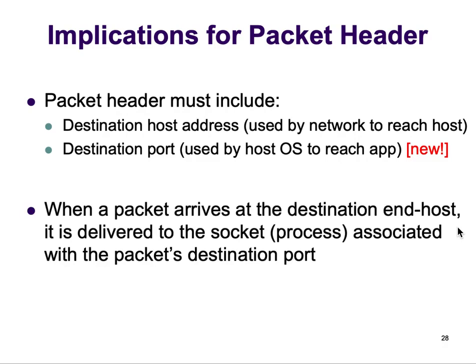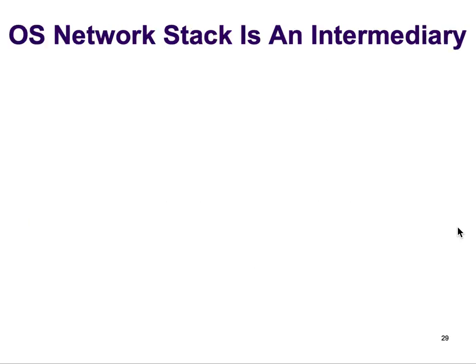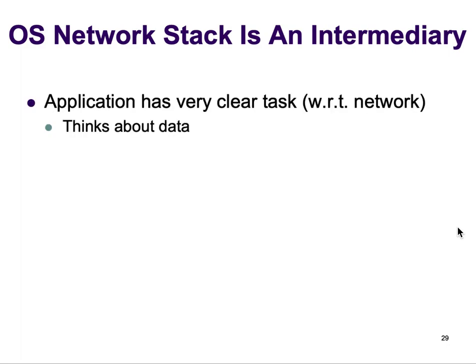So I think we went over this. When a packet arrives at the end host, it's delivered to the socket, which is a process associated with that packet's destination port. So really what we've created here is a role for the operating system where it acts as an intermediary between the applications and the network interface card. Okay? So the application has a very clear task. It thinks about data. It thinks about those key value stores, about files, about images. Right? That's what the application is concerned with.